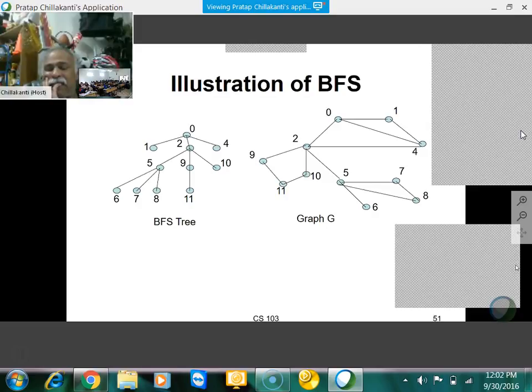So 0, the neighbors of 0 are 1, 2, and 4. Okay. So if you go to 2, level 2 is 9, 5, 4. Right, you got it. Yeah, you got it. Level 3 is 11, 6, 7. You got it. Okay. Looks good. Level 4 is 10 and 8. Where is 10 and 8? Oh, because you took 11 as the parent of 10.